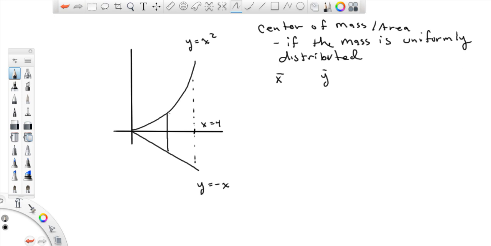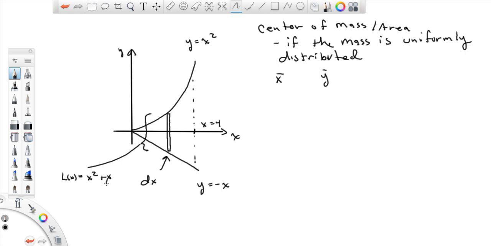It's the same rectangle you would use if you were going to calculate the area bound between these two curves. The width of the rectangle I'm going to call dx, and I'm going to imagine that the rectangle is infinitely thin. The length of the rectangle is this dimension, and that length is a function of x. As my rectangle goes left to right, it gets longer and longer, and it's equal to x squared plus x.